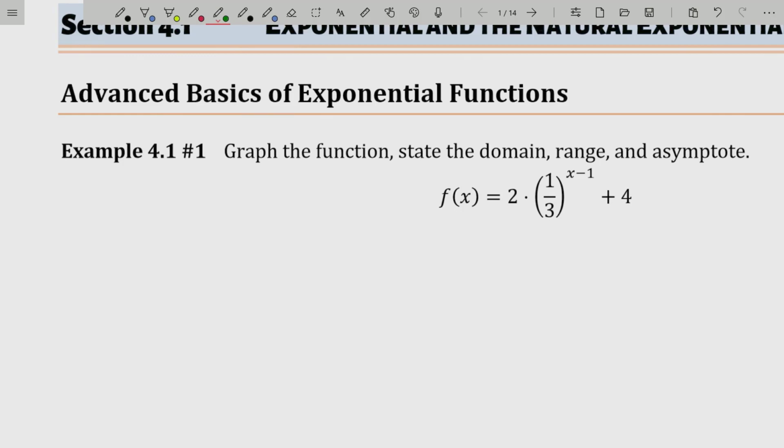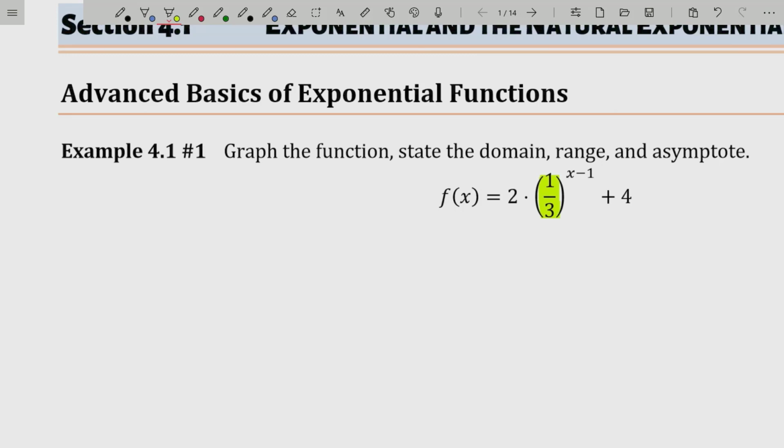But here we go. We're going to graph this function. And the fact that the base of this exponential function is less than 1, between 0 and 1, we know that this is going to be exponential decay. So I know that for a fact.